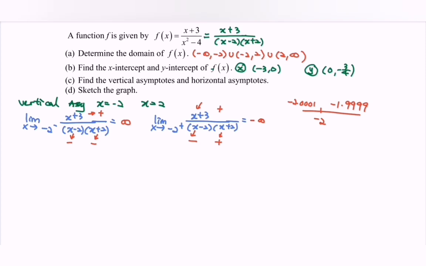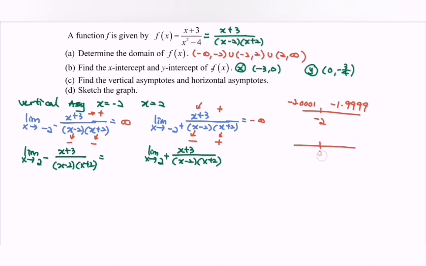Continue. We have the limits when x is approaching 2 from the left, so we have the function (x + 3) over (x - 2)(x + 2). Limit when x is approaching 2 from the right, we have (x + 3) over (x - 2)(x + 2). So from here, we have the value of 2.